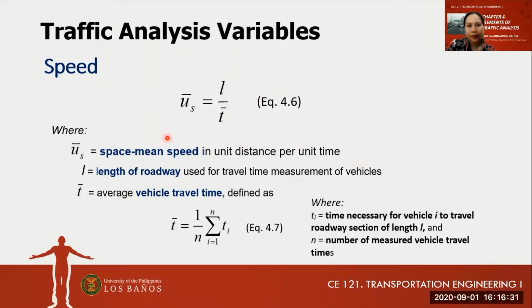So the space mean speed is equal to L over T bar, where L here is the length of the roadway used for travel time measurement of vehicles, and T bar here is the average vehicle travel time, defined as 1 over n times the summation of the time from the first vehicle to the nth number of vehicles. When you have used 1 kilometer, then this should be 1 kilometer.